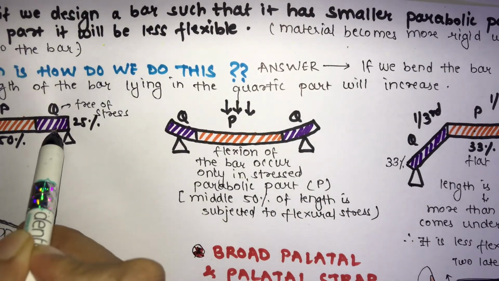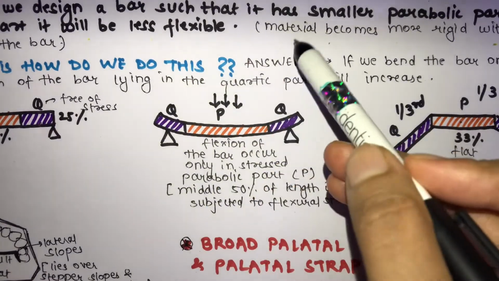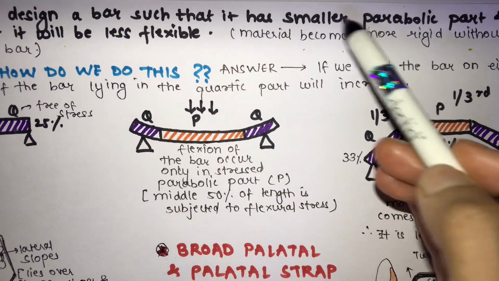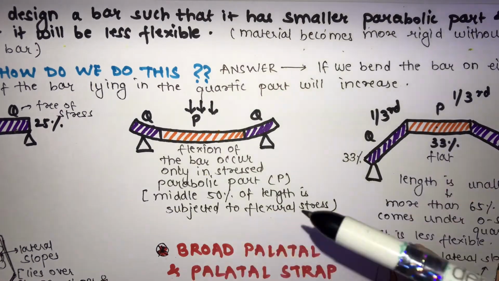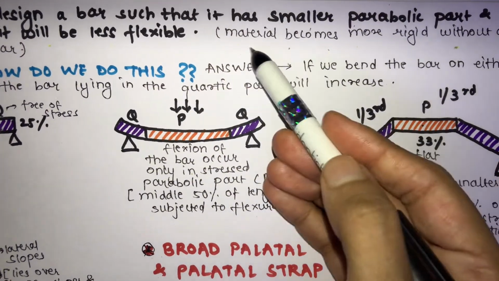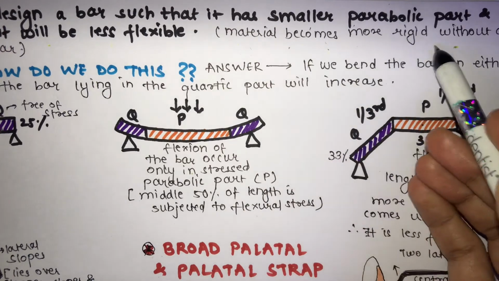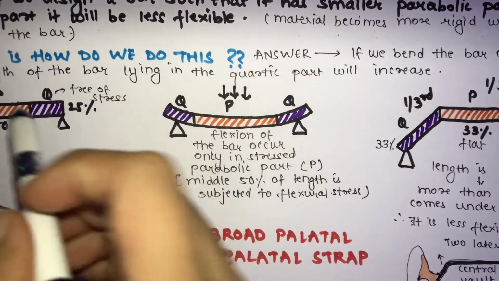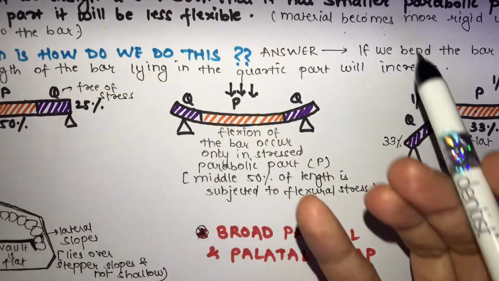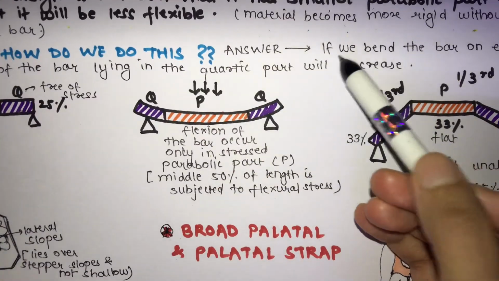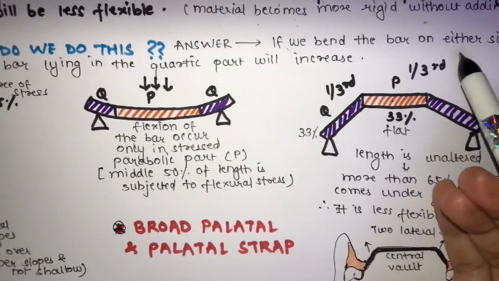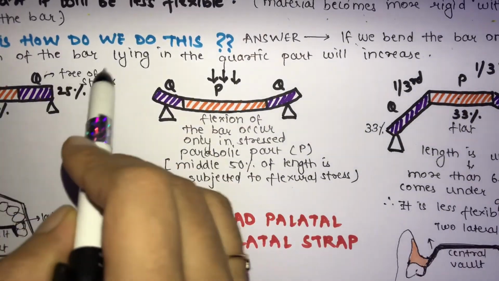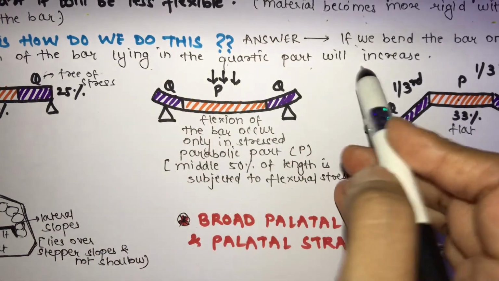So how can this be done? The thing is, the material becomes more rigid when the parabolic part is smaller and there is a larger quartic part. But the material becomes rigid without adding bulk to the bar. So we are not adding anything to the bar. The question is now, how do we do this? The answer is basically, if we bend the bar on either side, then the length of the bar which is lying on the quartic part will increase.